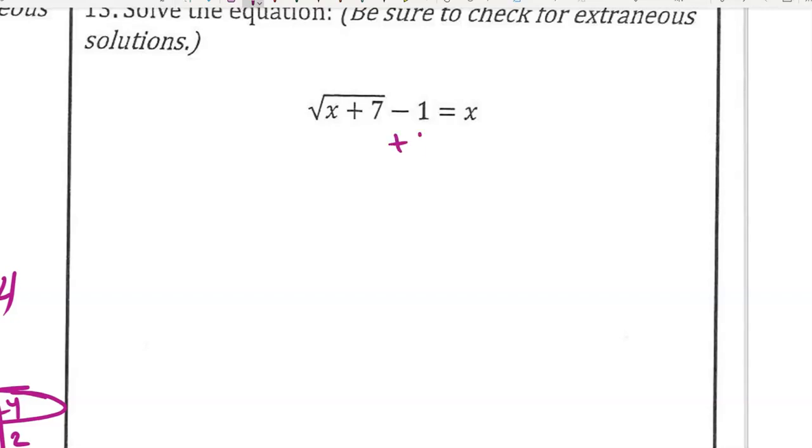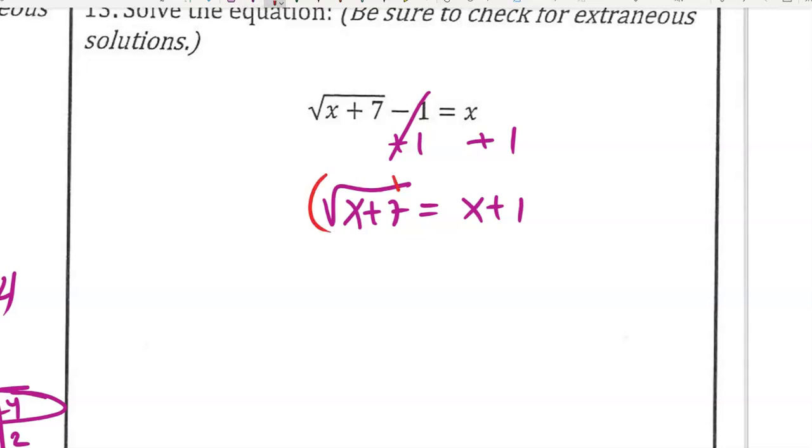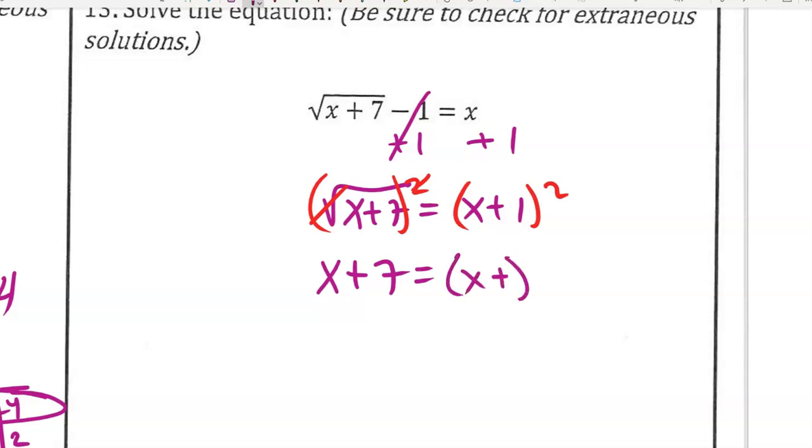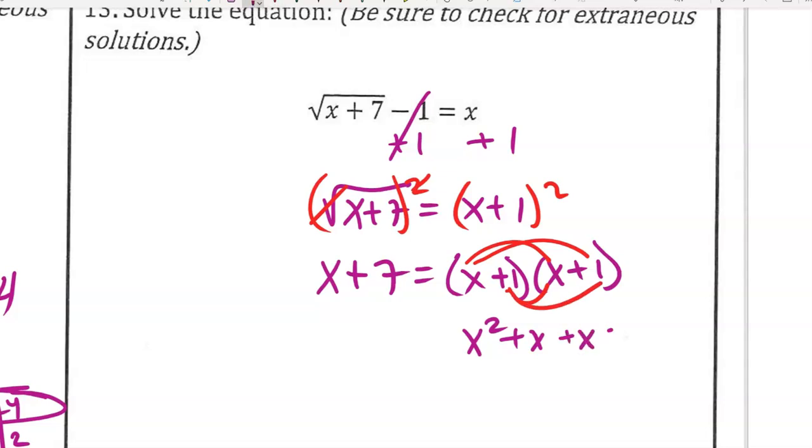Okay, first things first, we should get this 1 away from the square root. Now we'd have to square both sides to get rid of that radical. Now we have x plus 7 equals x plus 1 times x plus 1. Now we should FOIL that out. X times x is x squared. X times 1 is x. And then x times 1 and 1 times 1, 1.